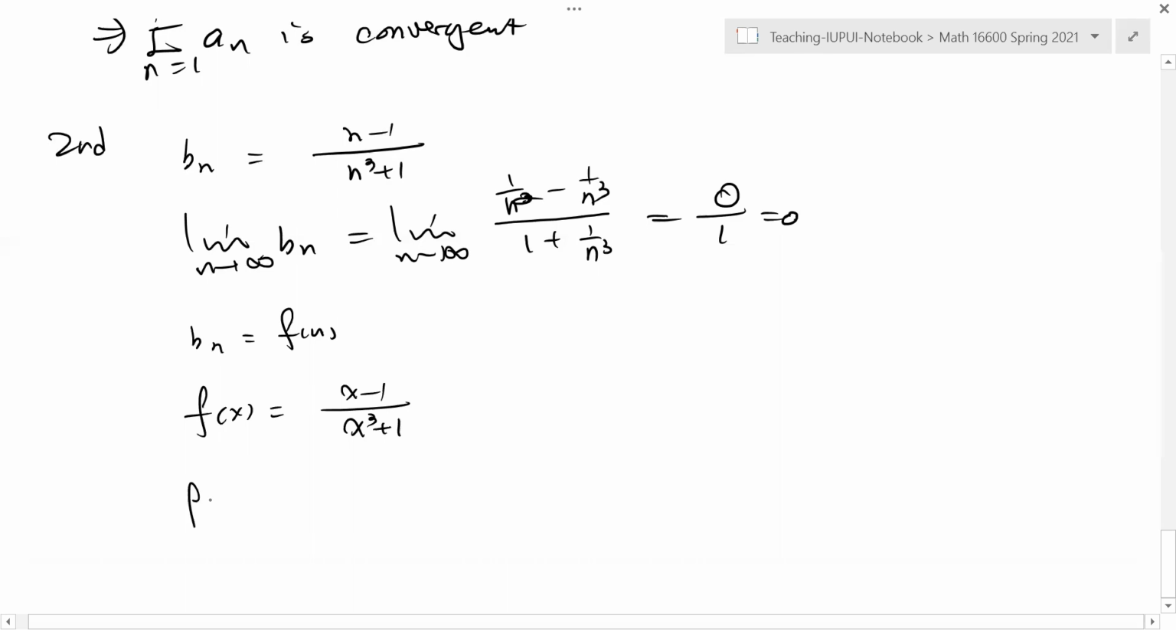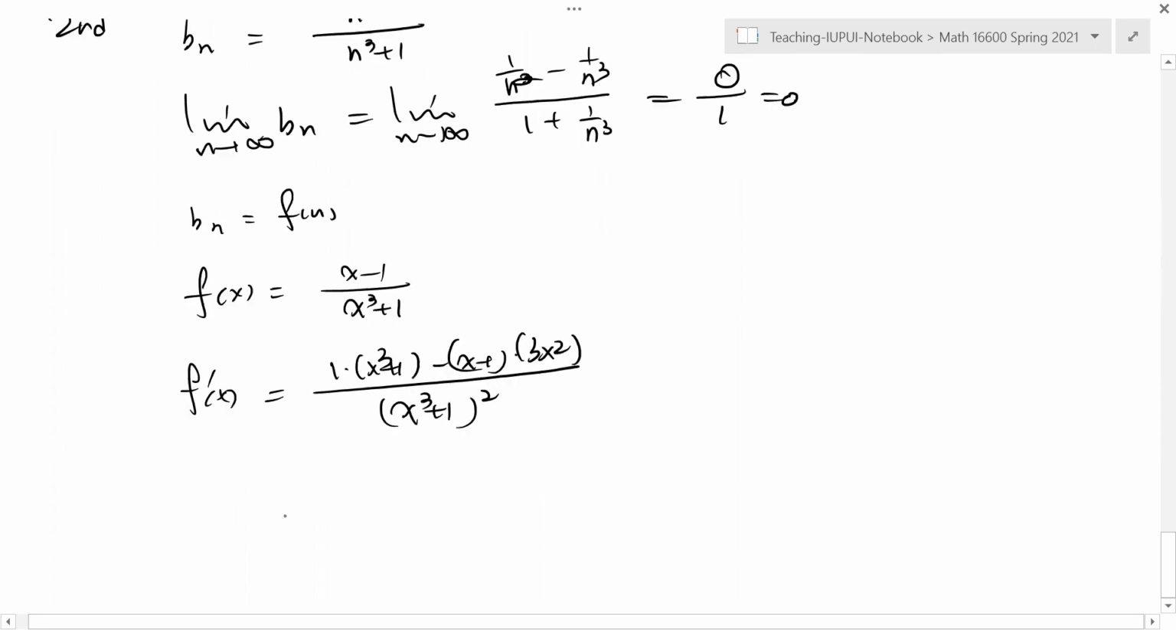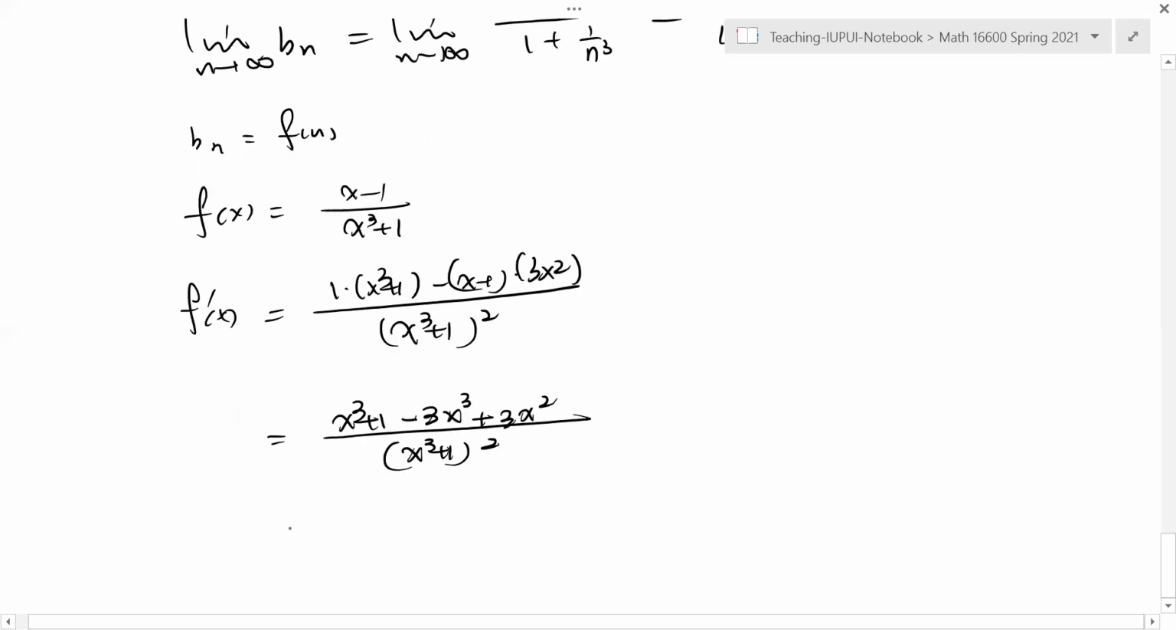So all I have to do is just find the derivative. Okay, the denominator is (x cubed plus 1) squared. Let's simplify it. The numerator is (x cubed plus 1) minus (x minus 1) times 3x squared. Right? This is the derivative over (x cubed plus 1) squared. Okay, let's multiply this out. It's minus 3x cubed plus 3x squared. So it's 1 plus 3x squared minus 2x cubed.